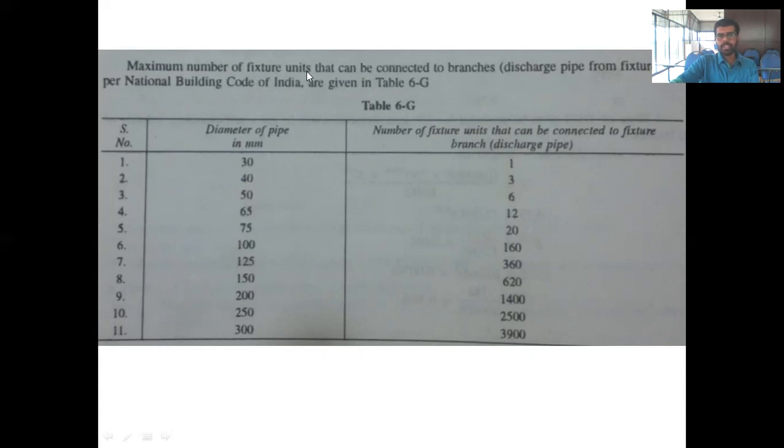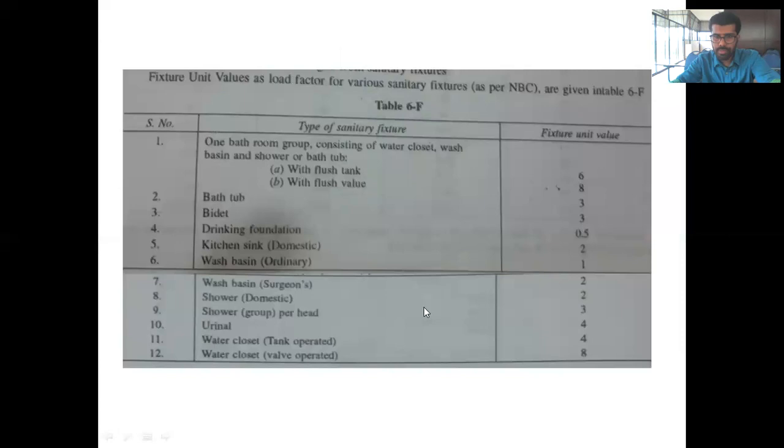The maximum number of fixture units that can be connected to branches. This will be horizontal pipes only, okay? So if the fixture unit is 1, minimum you have to give 30 mm. If this fixture unit is 3, 40. If the fixture unit is coming till 160, you can use 100 mm. Which means that for a water closet, the fixture unit is 4.